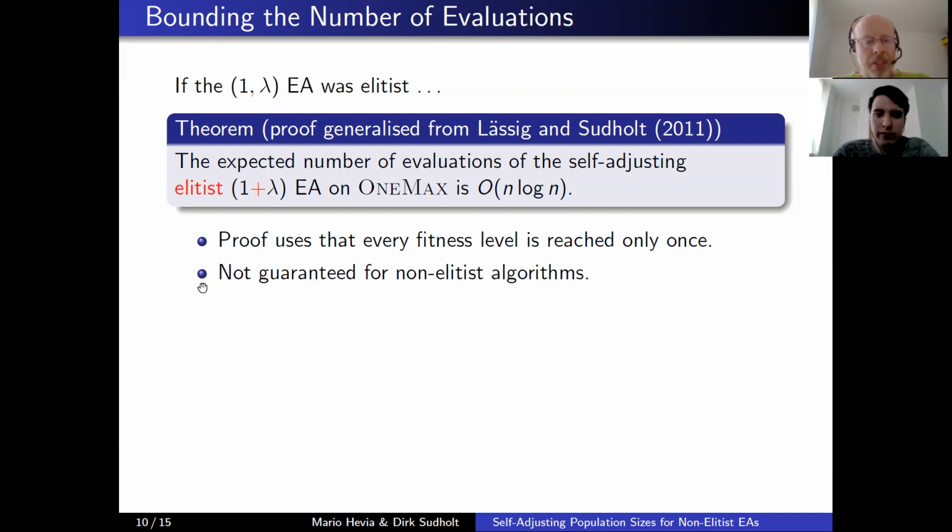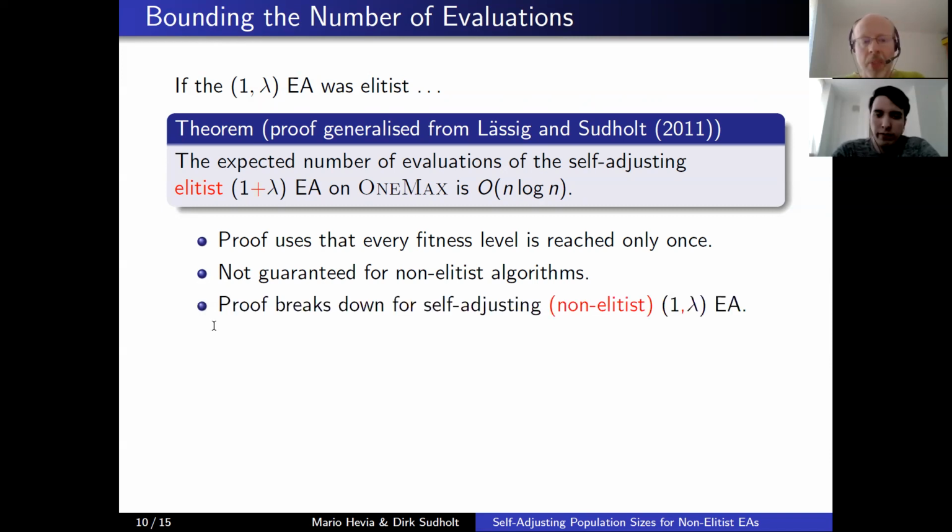But this property is not guaranteed for non-elitist algorithms because, well, we can have a drop in fitness and then go up again. And so we can reach the same fitness level many, many times. So the proof breaks down for the self-adjusting non-elitist 1 comma lambda EA that we want to analyze.